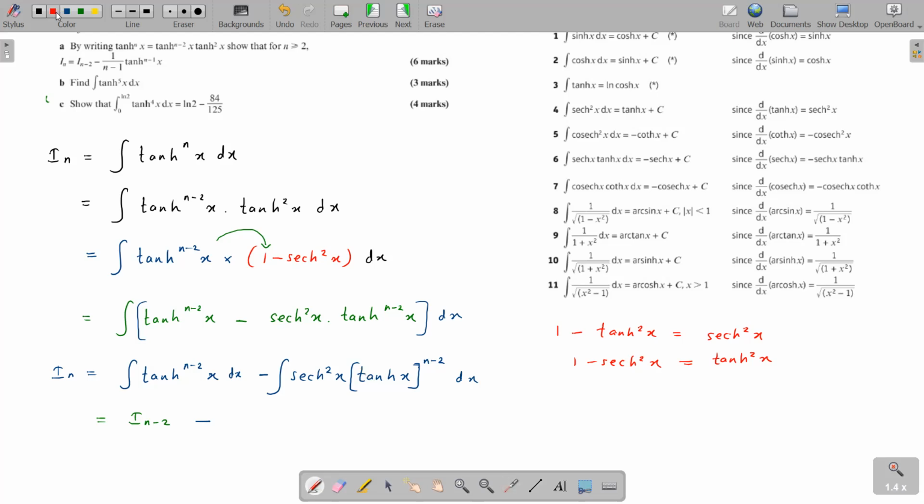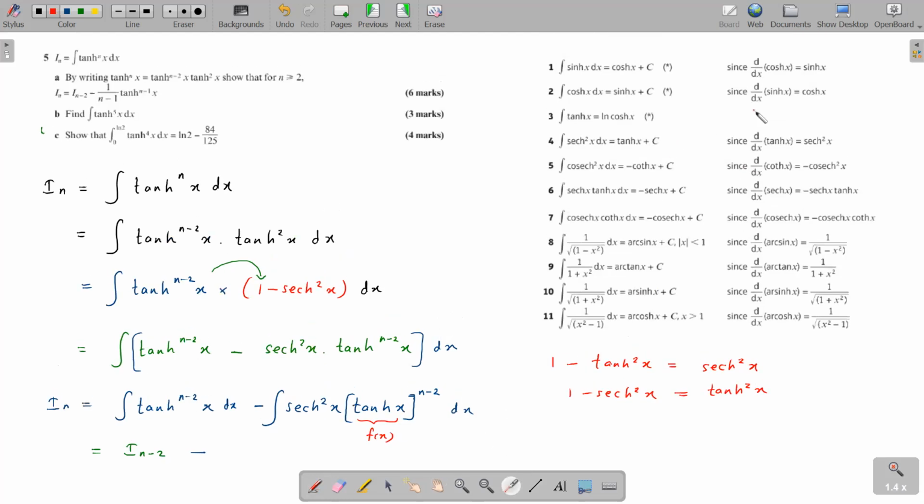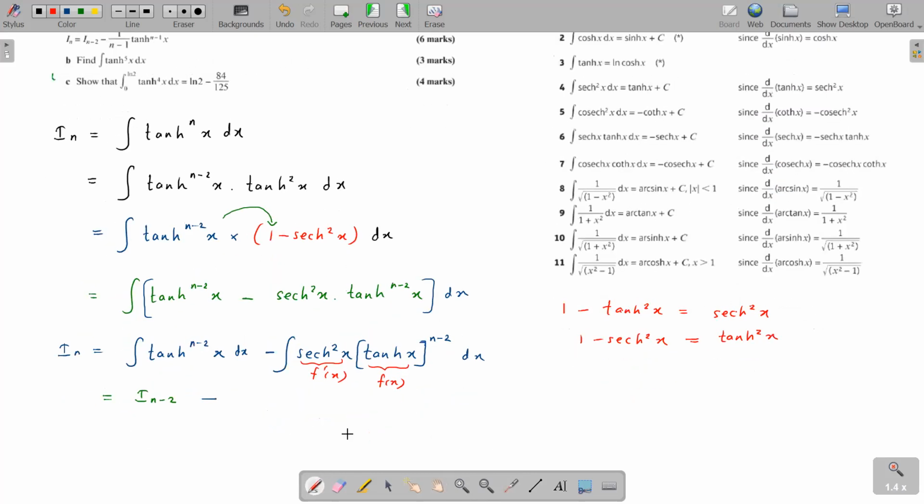We can use the rule f dash x, f x to the power n. So this is my f x. Now you know the power is irrelevant here, right? You need to write the f dash x. What's the differentiation of tan x? d by dx of tan x is sec square. Do you see I have my f dash x here perfectly? Do I need to input anything here? No. So then for f dash x, f x to the power n, what's the integration? f x to the power n plus 1 over n plus 1.